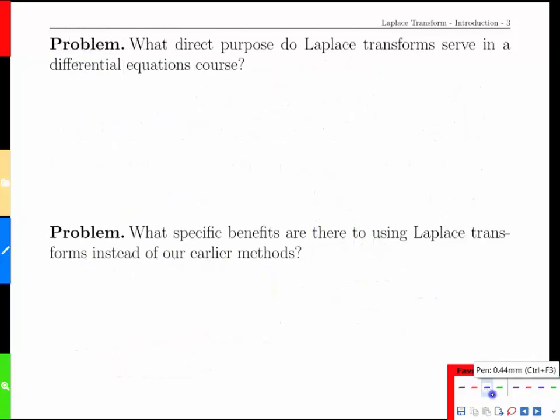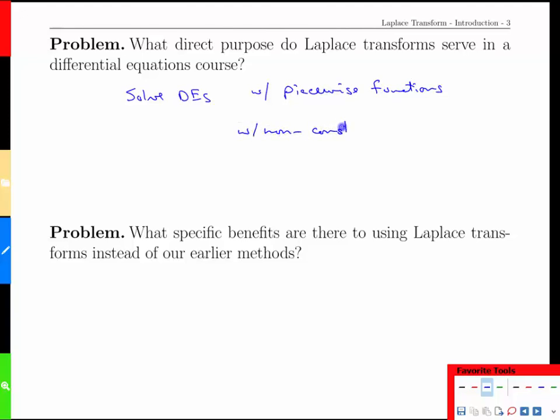How are we going to use Laplace transforms in a differential equation course? Well, what we're going to use it for is to solve DEs. No kidding, that's a differential equation course, but we're going to use it to specifically enlarge our solution set. So what we're going to be able to do with Laplace transforms that we couldn't do before, or at least not easily, is solve differential equations with piecewise functions and with non-constant coefficients. So those will be two reasons why we're interested in using Laplace.